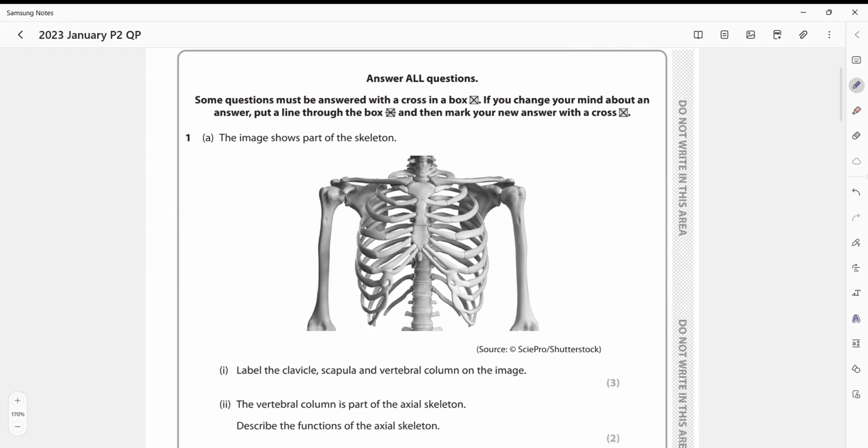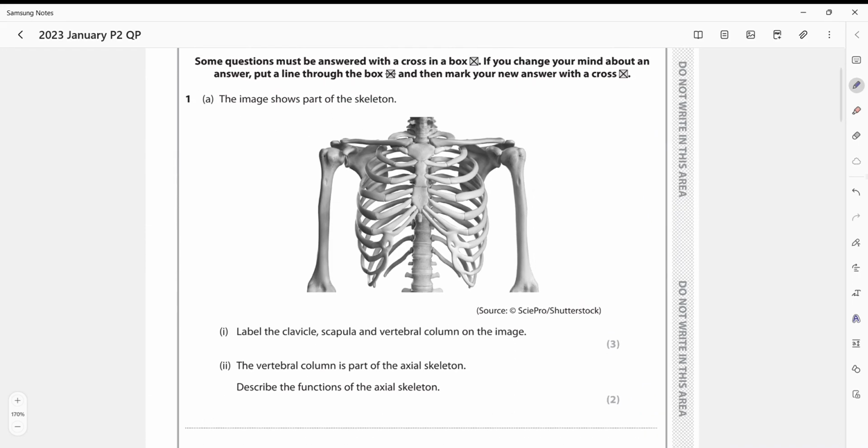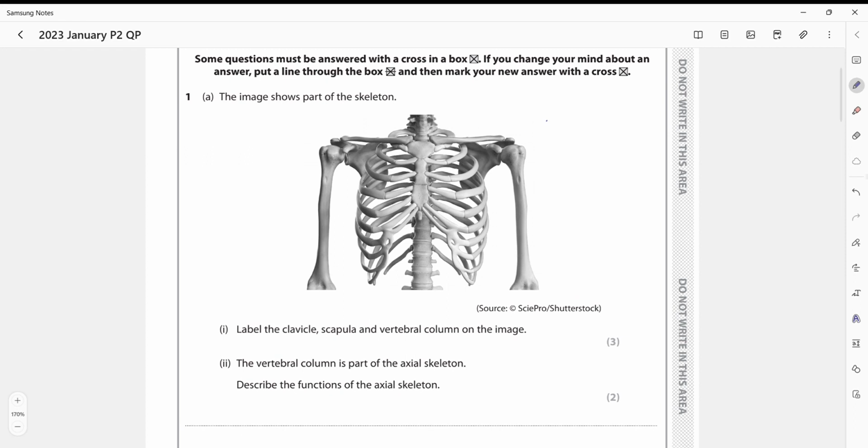Okay, let's start off with question 1. The image shows part of the skeleton. Label the clavicle, scapula, and vertebral column on the image. The clavicle is what we refer to as our collarbone, so this bone here would be the clavicle. The scapula is our shoulder bone, so this is the scapula. And lastly, the vertebral column, this is this one here. Vertebral column.